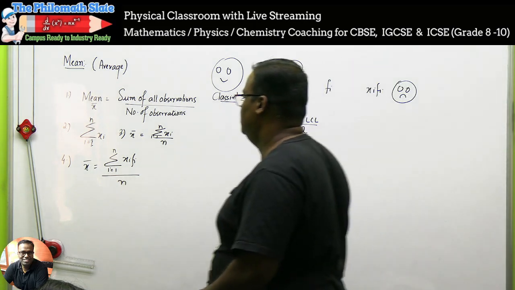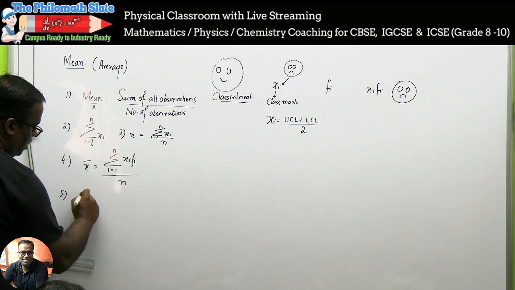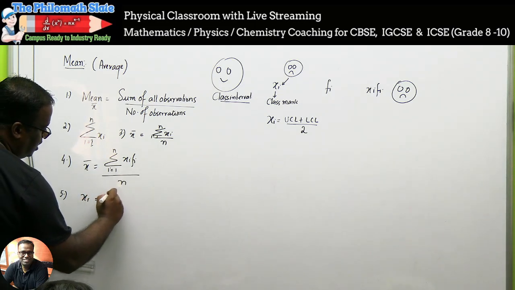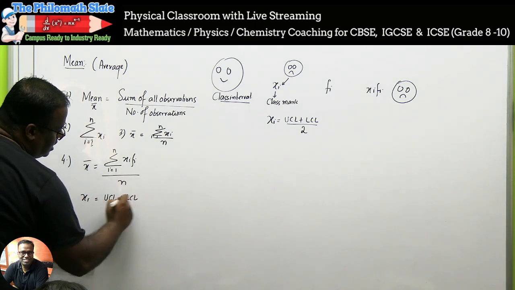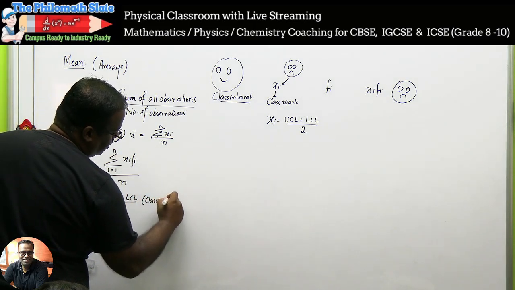Are we ready? So we've got a fifth formula now, which says that if you have a distribution, then Xi is always found by UCL plus LCL divided by 2. This is known as your class mark.